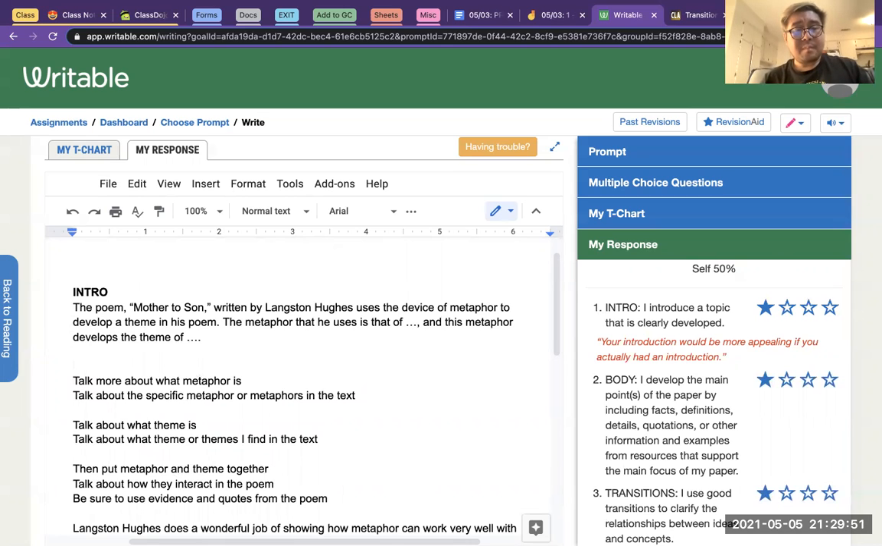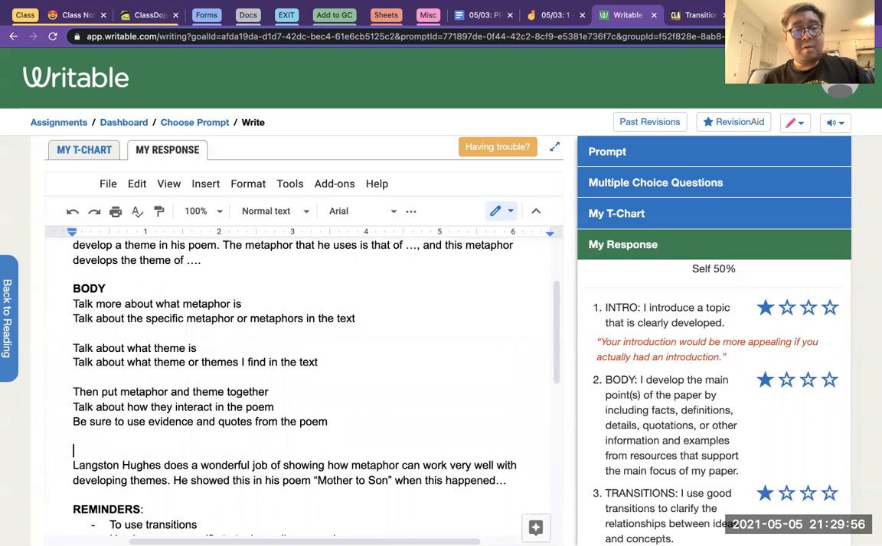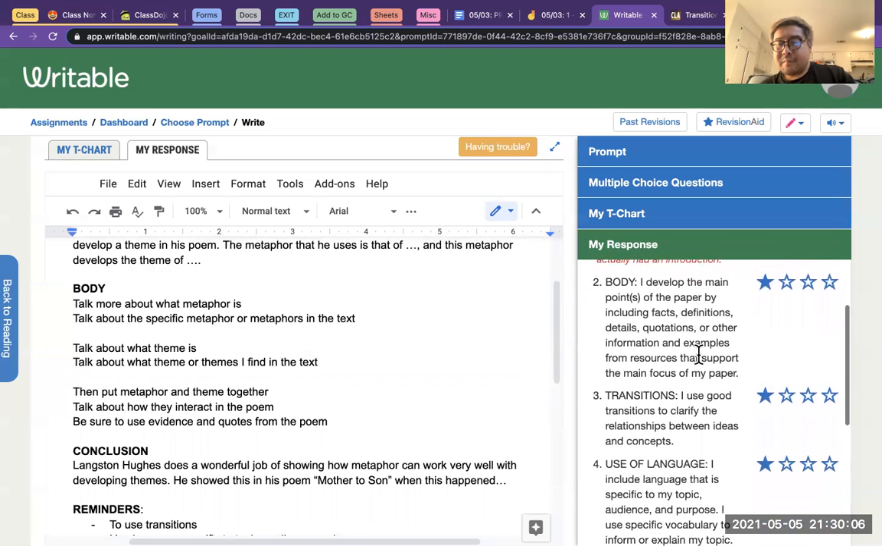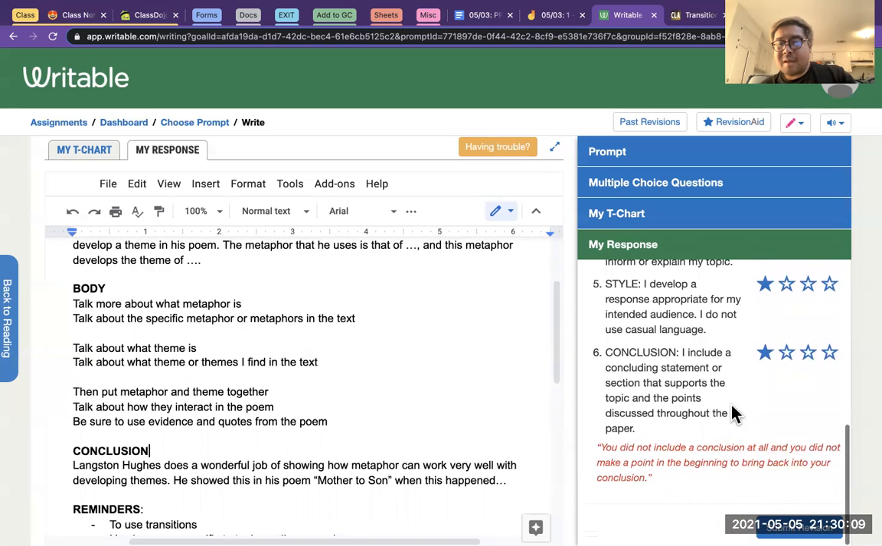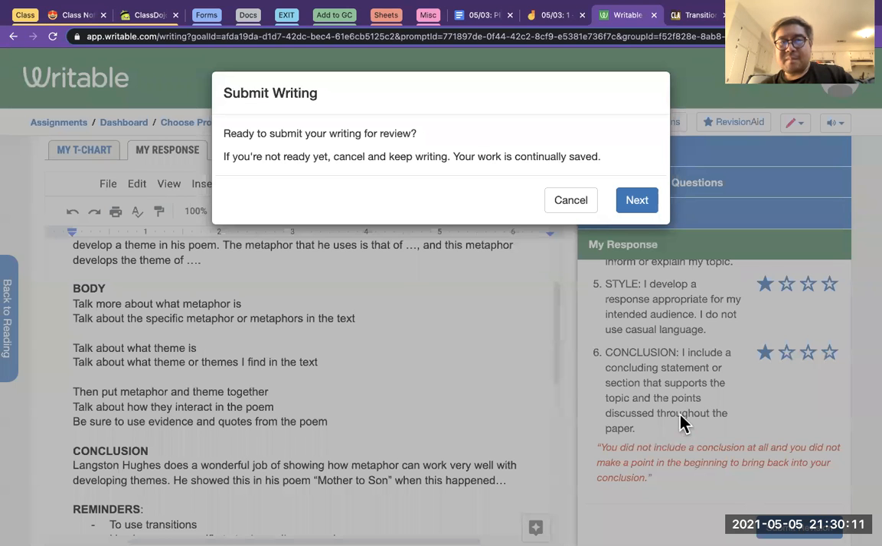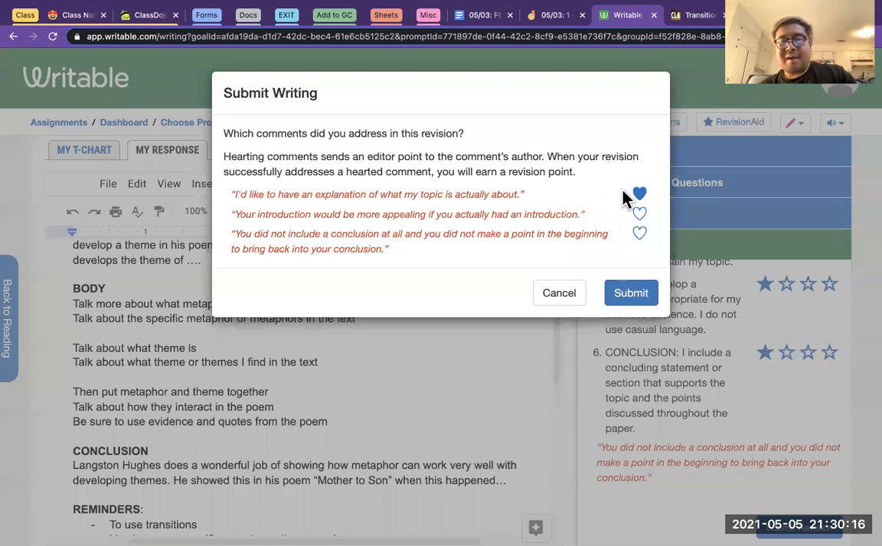Body, yada yada yada. Conclusion. All right, that is that. So now I click submit revision. Am I ready to submit it? Yes. Okay, ignore this because this is not my first time. This is not my first revision, so other people have left comments for me already. So ignore that. If it's your first revision, you won't see this.